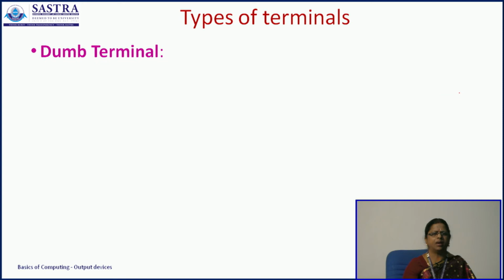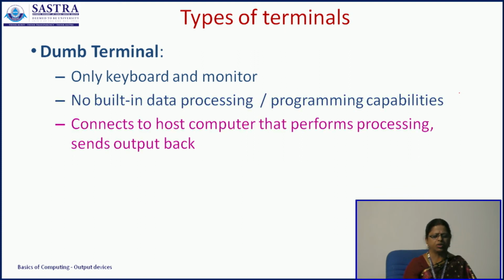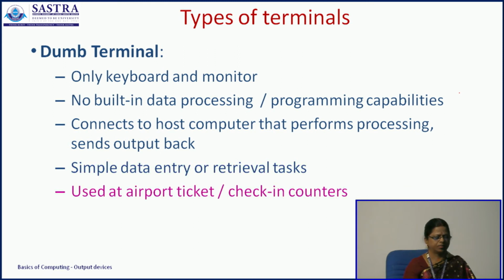We call the first a dumb terminal. It means it has only a keyboard and a monitor. There are no built-in data processing or programming capabilities attached to the terminal. It connects to the host computer that performs processing and sends output back. It helps in doing simple data entry or retrieval tasks. These kinds of dumb terminals are used at airports at the ticket or check-in counters.